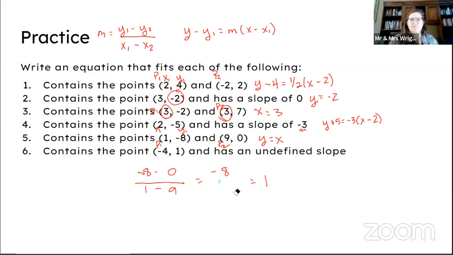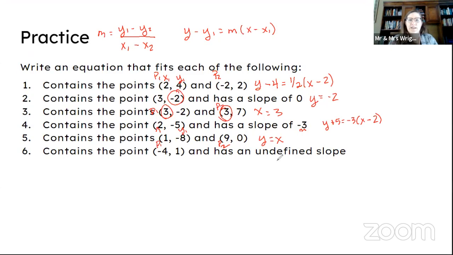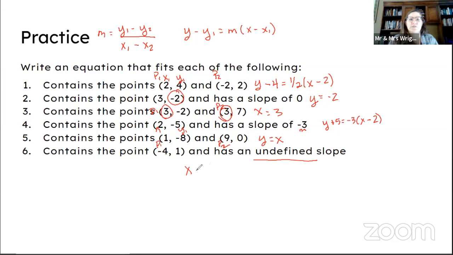Now, we need to write our last problem here. Contains the point -4, 1 and has an undefined slope. Undefined slope, I know, is a vertical line. Vertical lines are x equals, and then I just need the x value, x equals -4. And I'm done. Hopefully you got all the correct answers as well. If not, you can go back and rewatch this.